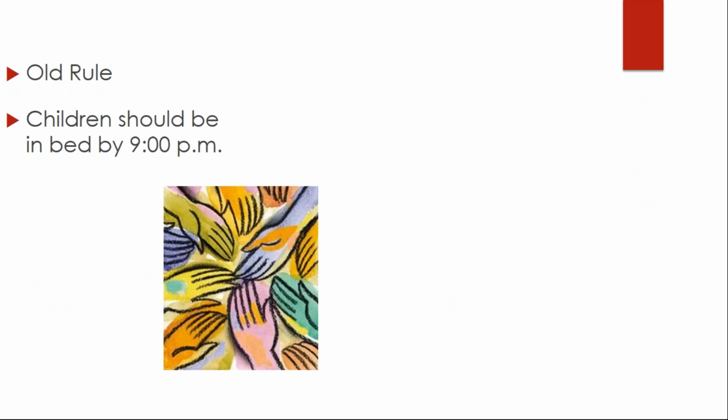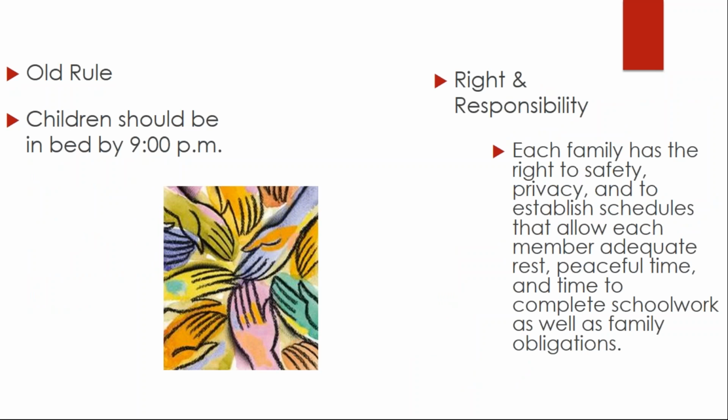So another rule is a bedtime. Children should be in bed by 9 p.m., having some kind of curfew in place. Versus something like, each family has the right to safety and privacy and to establish schedules that allow each member adequate rest, peaceful time, and time to complete schoolwork, family obligations, work obligations, all of those things. So allowing people the grace and leeway to know what works best for their lives and their children's lives.